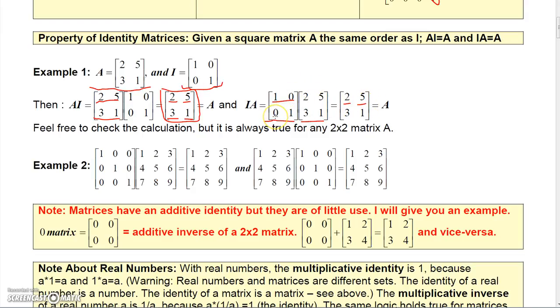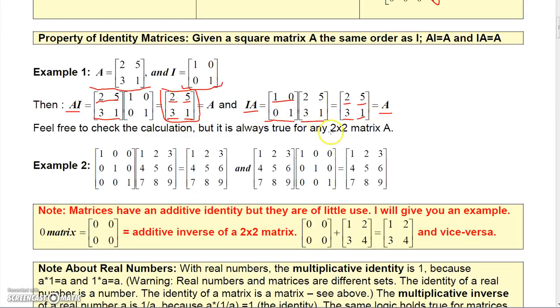And then let's take the second row and multiply it by each column. 0 times 2 plus 1 times 3 is 3. And then 0 times 5 plus 1 times 1 is 1. So you see here that if I multiply the matrix A by the identity, I get the matrix A. Or if I multiply the identity matrix times A, I get the matrix A.